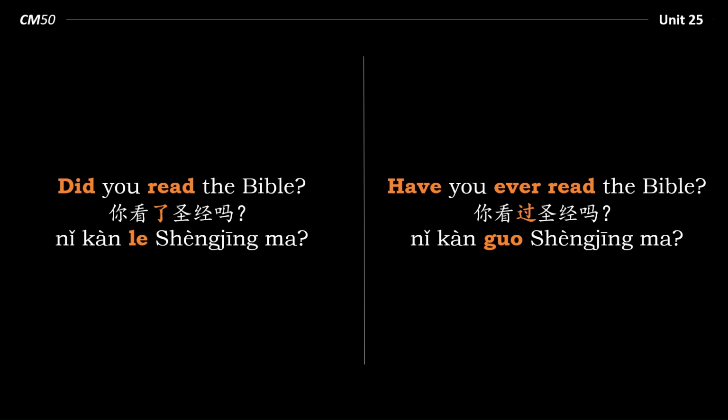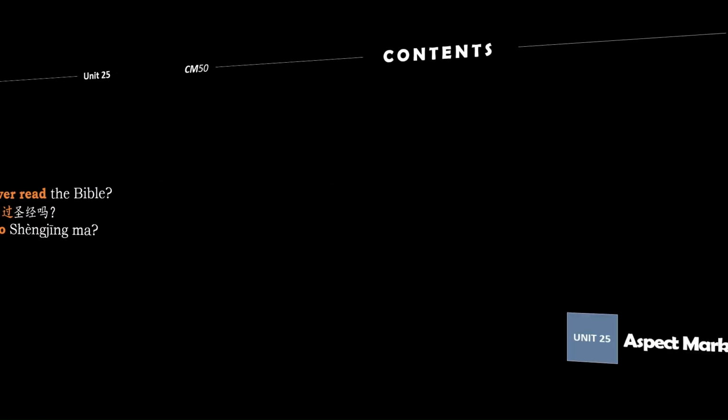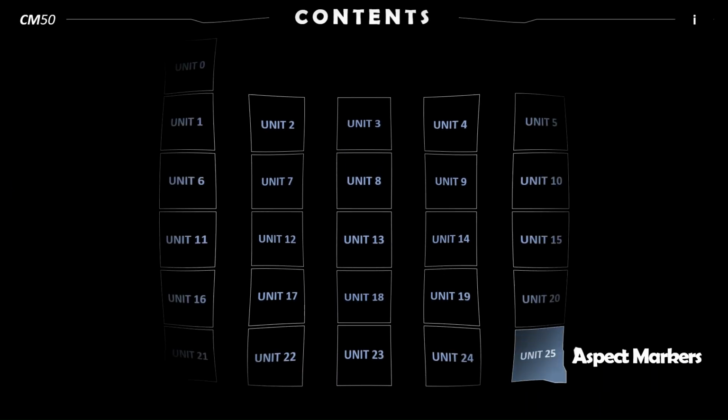了 simply marks the fact that the verb was completed, 过 marks the fact that the verb has been experienced. So this has been an overview of aspect markers, and as always, there's more to come in the following units.